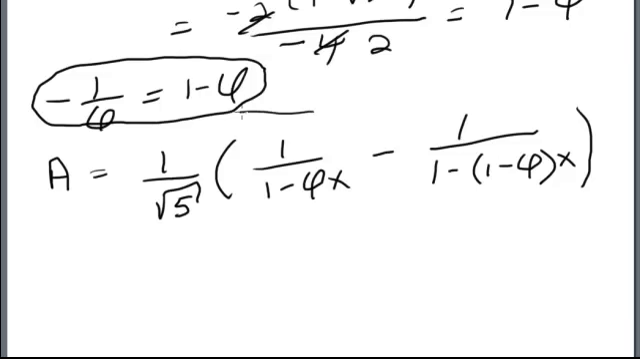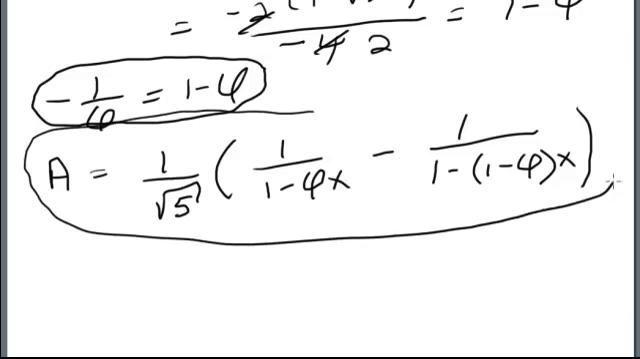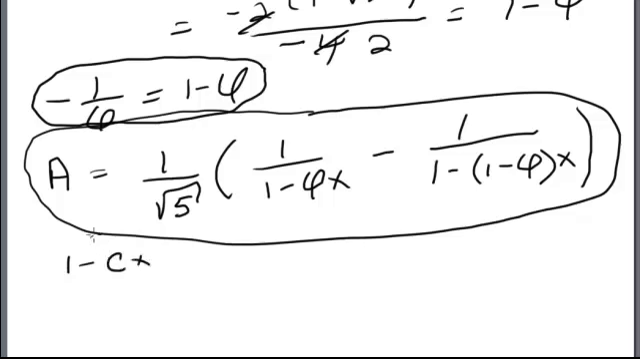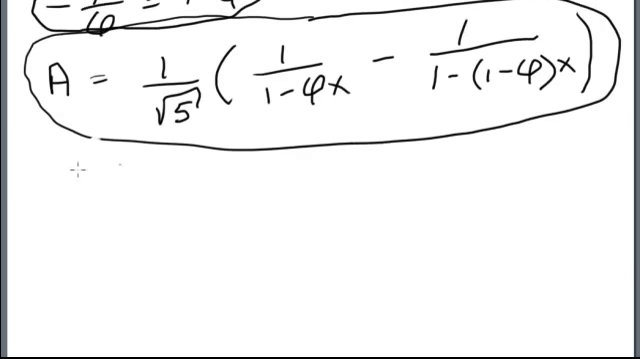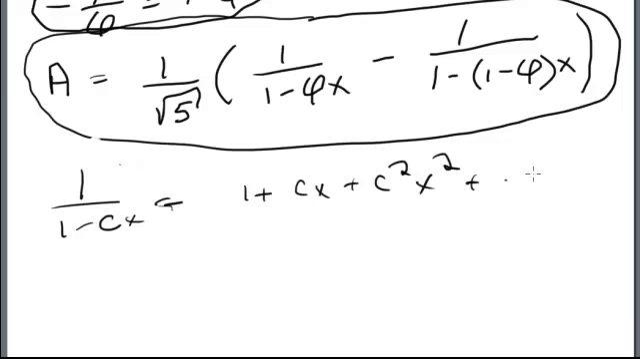So this is the equation we're looking for. These denominators are in the form 1 minus cx. So they're in the form 1 over 1 minus cx, and we know what that is. Let me clean that up better. So we have 1 over 1 minus cx is equal to 1 plus cx plus c squared x squared plus dot dot dot.